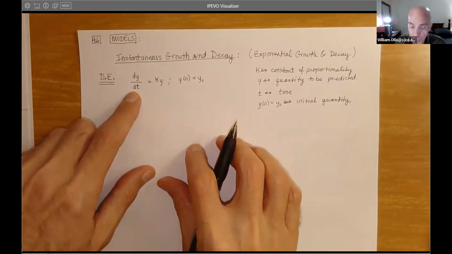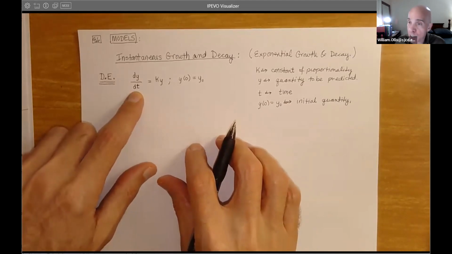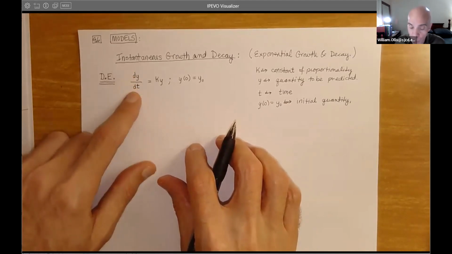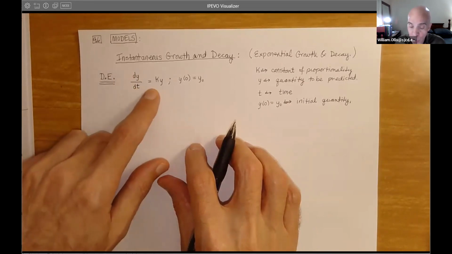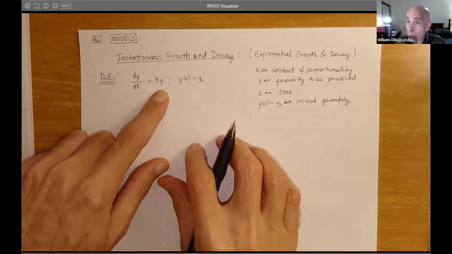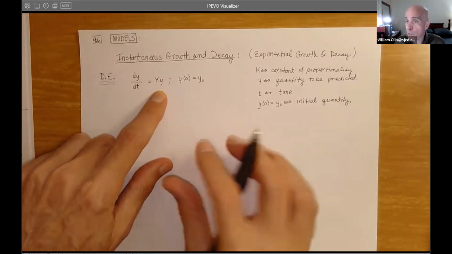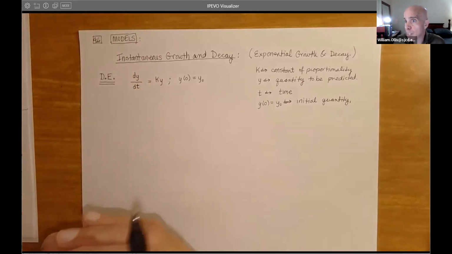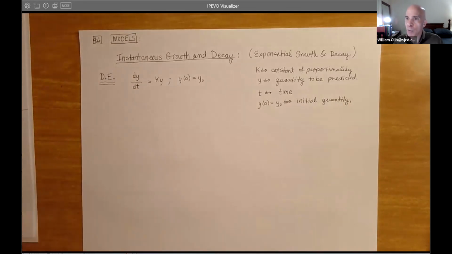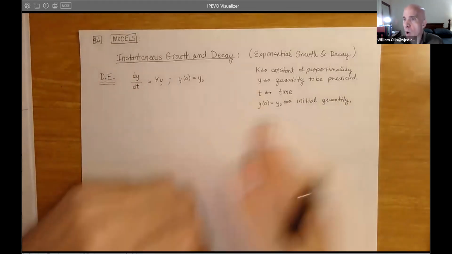So this is why we say instantaneous. The instantaneous rate of change of y with respect to time is actually equal to the amount present times some constant of proportionality. So the change in y basically is proportional to whatever exists in y. I mean, it's proportional to y, and when I say whatever exists, it would be the quantity.